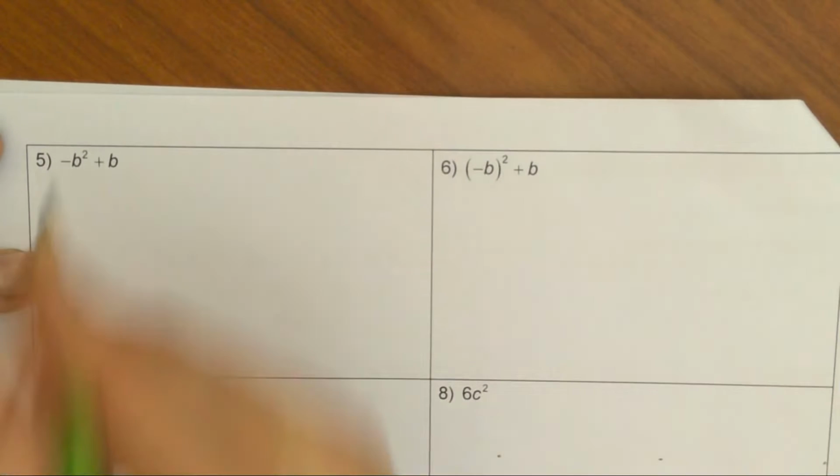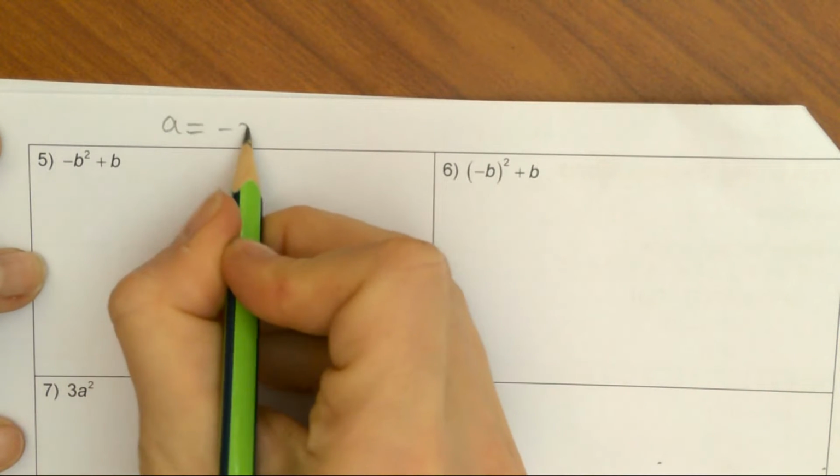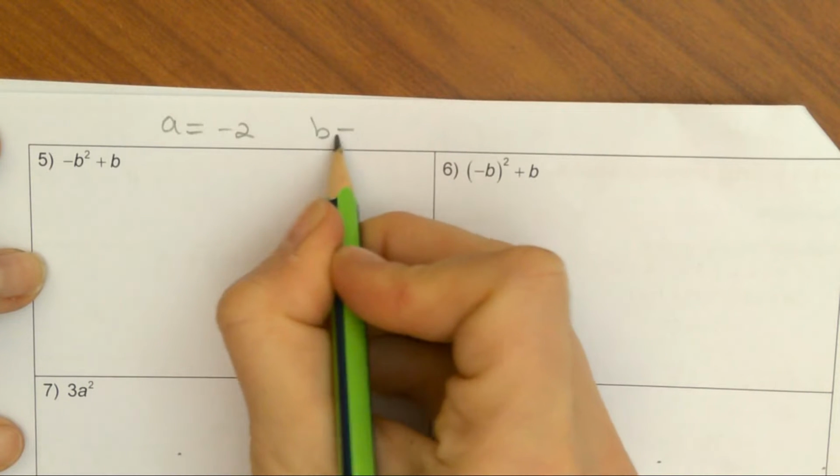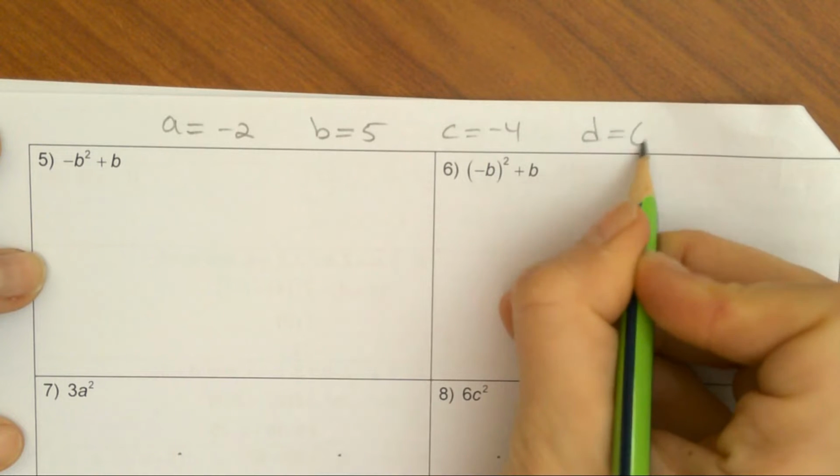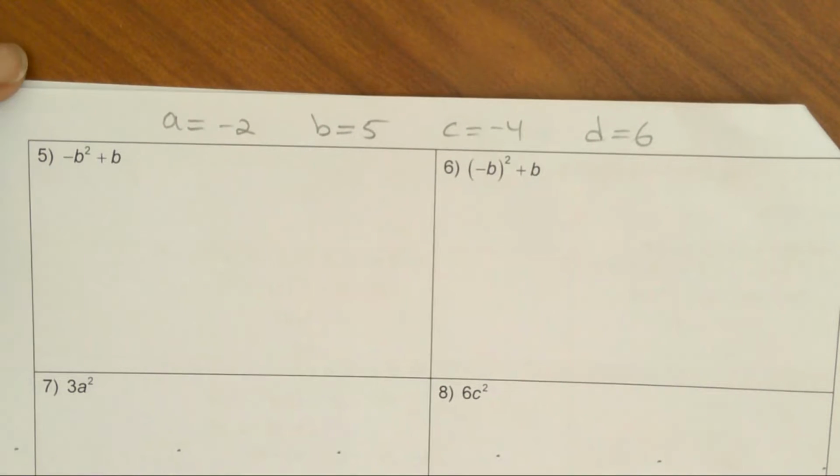Okay, I'm going to write down the values for A, B, C. So A equals -2, because I didn't put them on this page. B equals 5, C equals -4, and D equals 6. So you write it on your page too, because then you'll have it there.